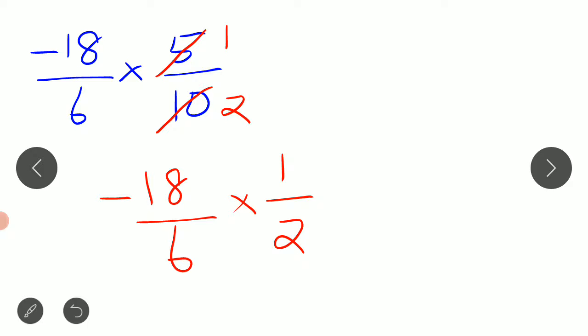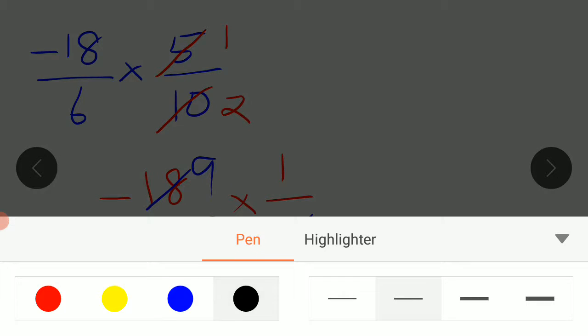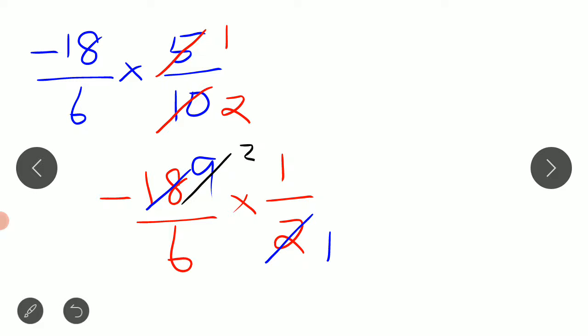So now let's take 18 and 2. Both have common factor 2, so let's divide. 2 ones are 2, 2 nines are 18. Next again you can see, is there any numerator and denominator having a common factor? See, 9 and 6, both have common factor 3. So let's divide 9 and 6 by 3. 3 threes are 9, 3 twos are 6.